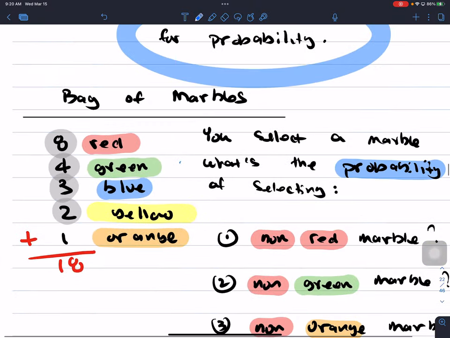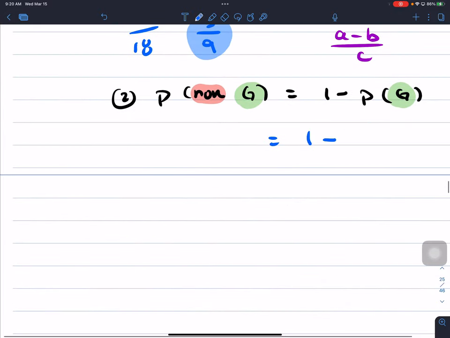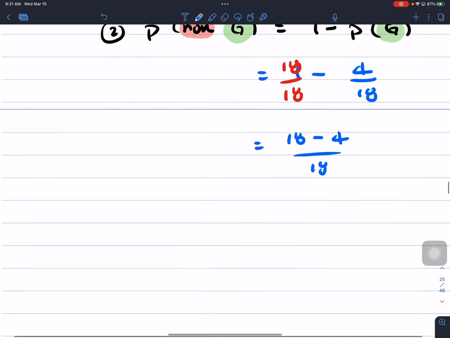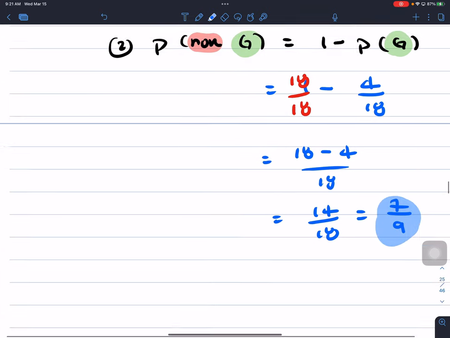Okay, so what's that going to be now? 4 out of what? What do you replace the 1 with? 18 over 18. 18 minus 4 over 18. What's that going to be? That's 14 over 18. 2 goes into 14 7 times. 2 goes into 18 9 times. Okay, ladies and gentlemen, there we go. There you go, number 2.